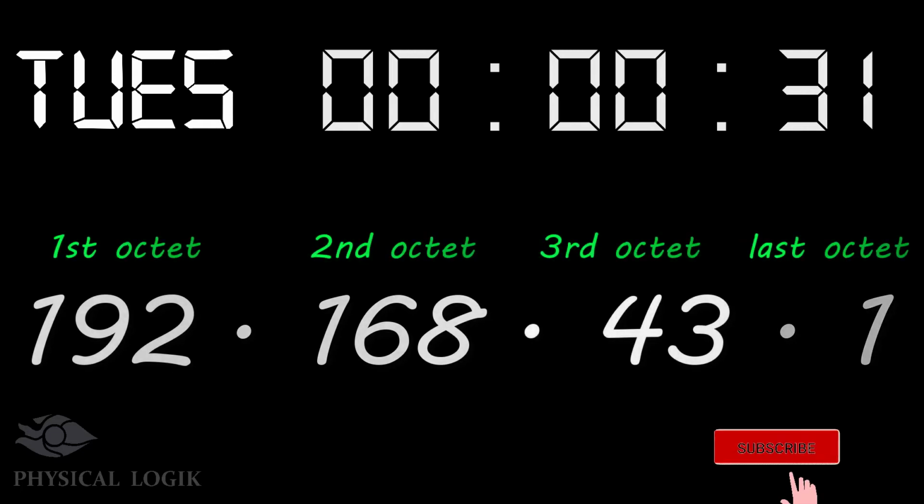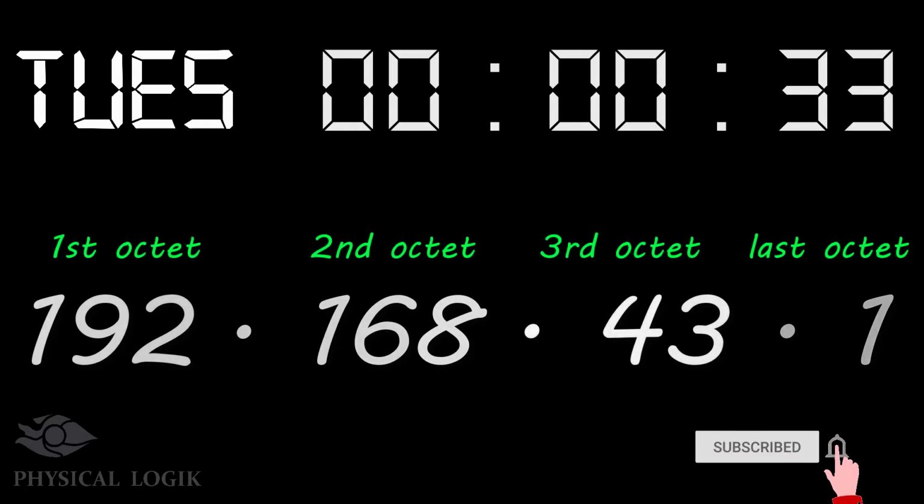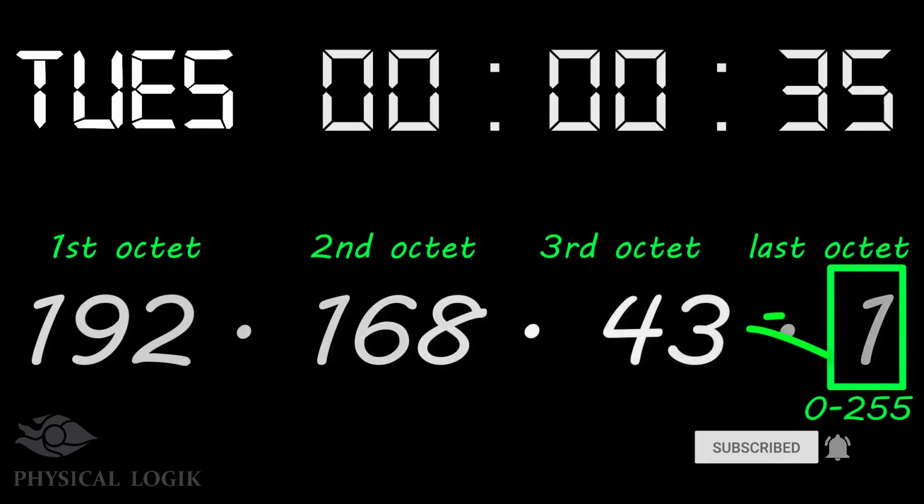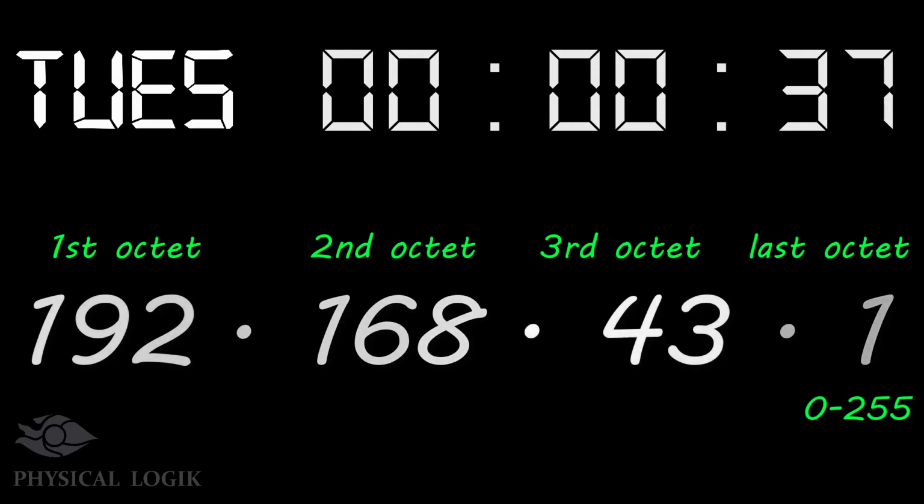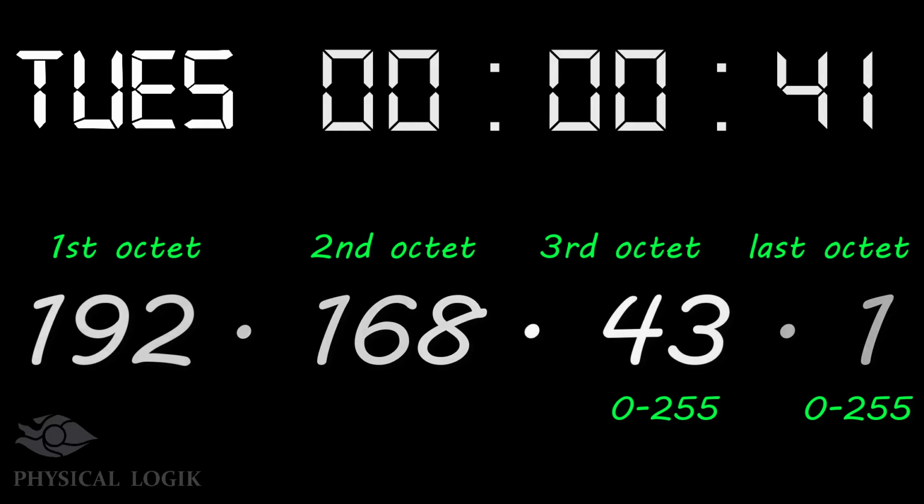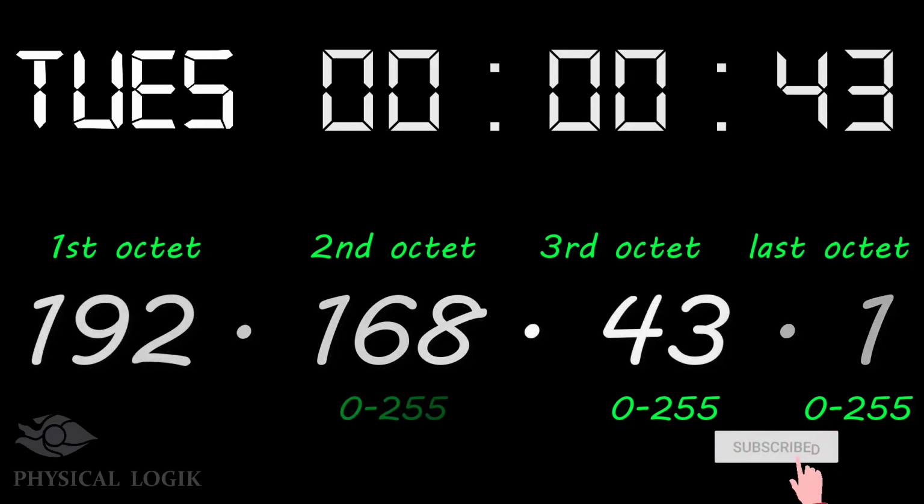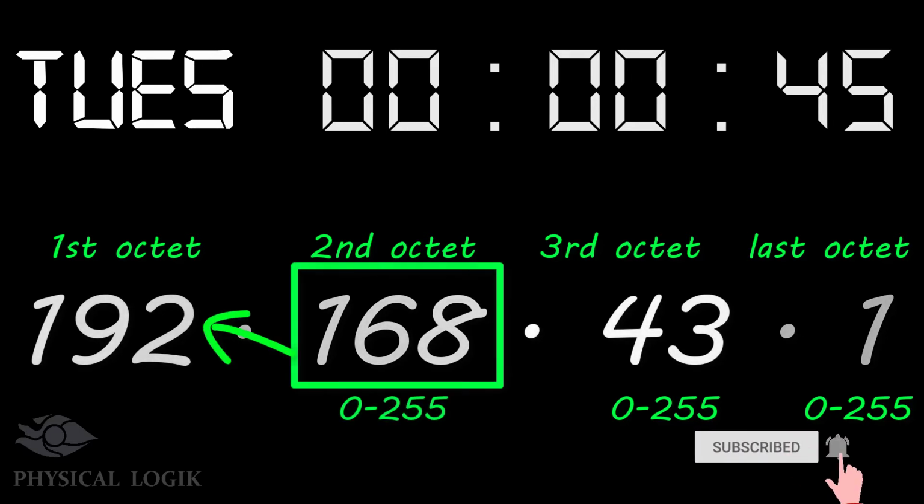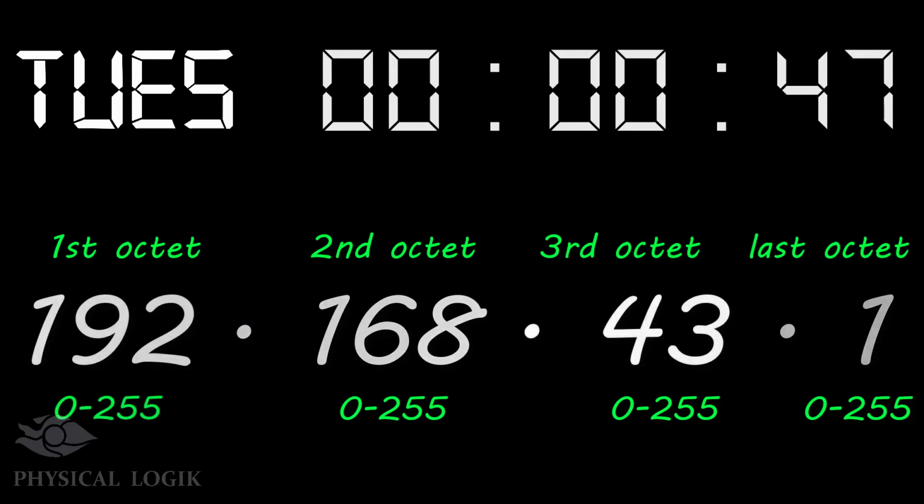Similarly, an IP address has 4 parts separated by dots. Each part is called an octet. 256 counts in the last octet makes 1 count in the third. 256 counts in the third makes 1 count in the second. 256 counts in the second octet makes 1 count in the first octet.